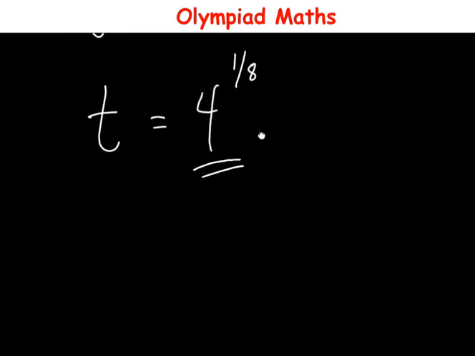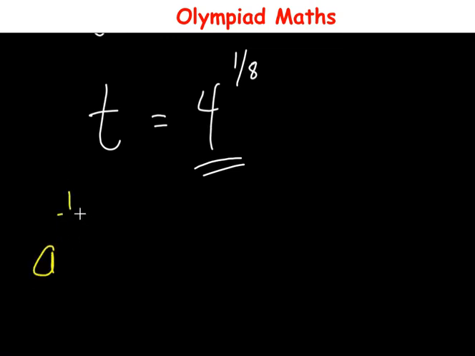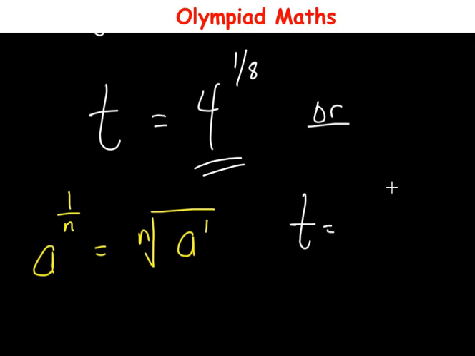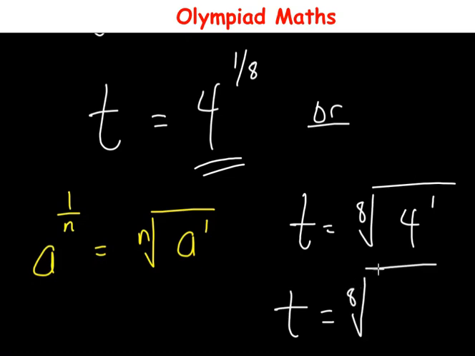Also, we can still simplify this value of t further by applying this rule of indices: if you have a raised to power 1 over n, this equals the nth root of a raised to power 1. Applying this rule, the value of t can be written as t equals the 8th root of 4 raised to power 1, which is the 8th root of 4. So either of these is the same thing. Now I've gotten the value of t to equal 4 raised to power 1 over 8, or this.